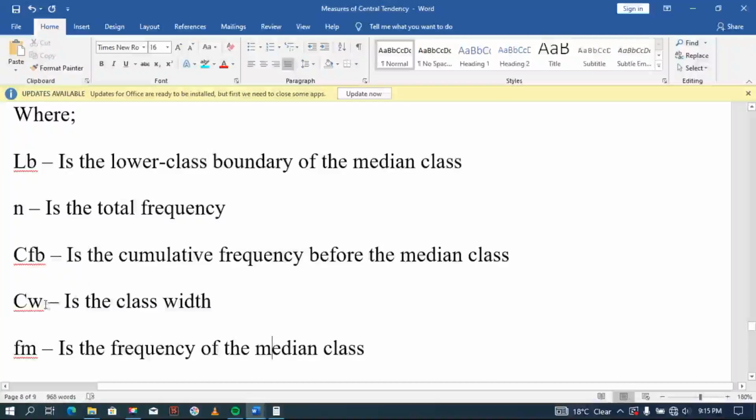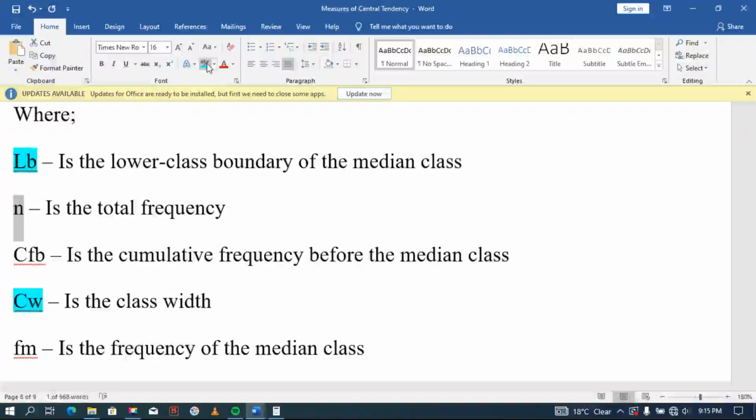So we said LB is the lower class boundary of the median class. N is the total frequency. CFB is the cumulative frequency before the median class. CW is the class width, and FM is the frequency of the median class. So if you have to find the median of a given distribution, especially grouped data, you need to begin by finding the median class, because everything rotates around the median class.